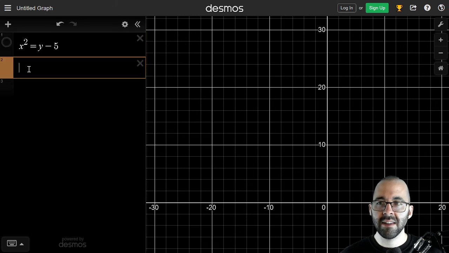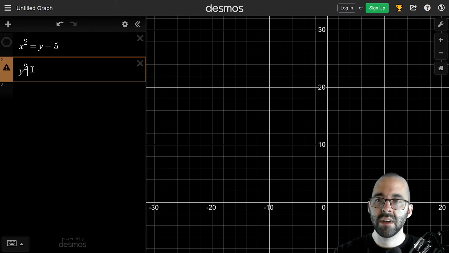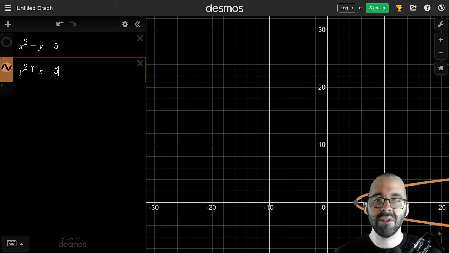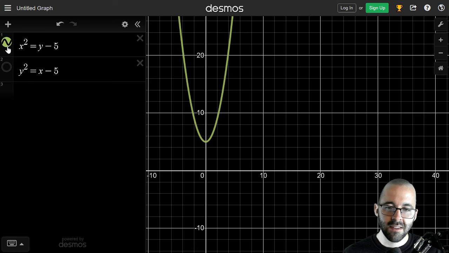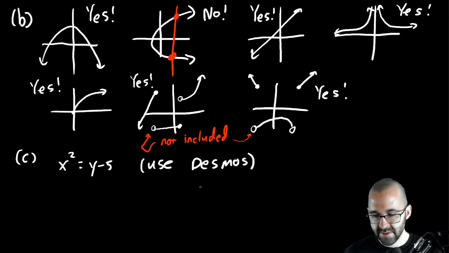Another thing that was not asked was if we had y squared equals x minus 5. This would again be a sideways parabola and this would not be a function. But the one that was asked is a function. All right. And so that's our answer. The answer is yes, it's a function.